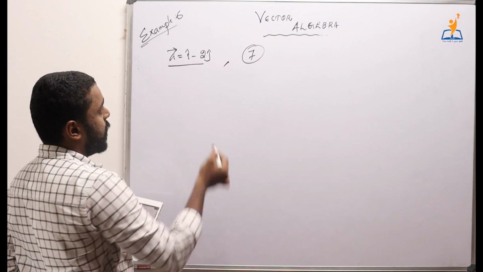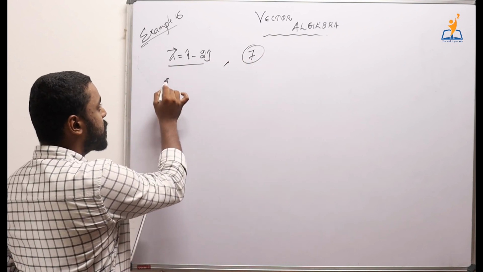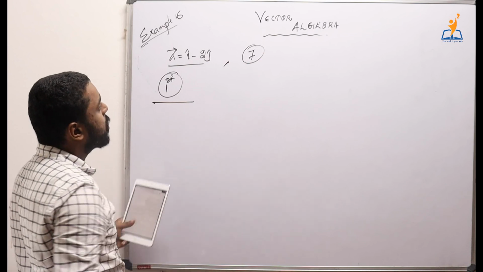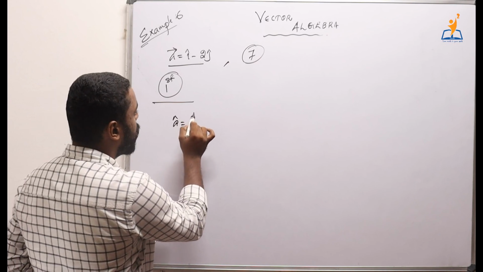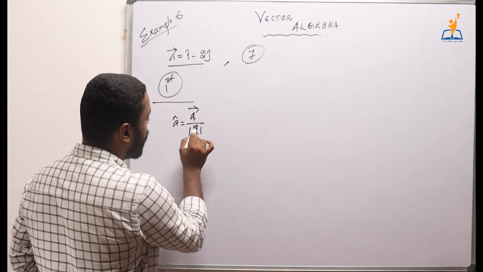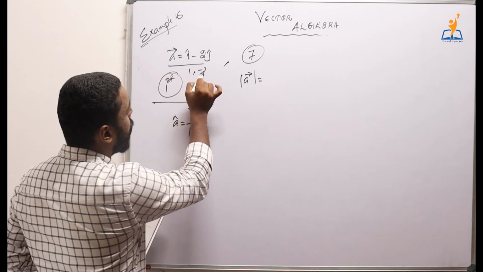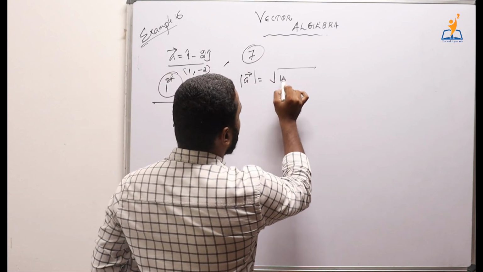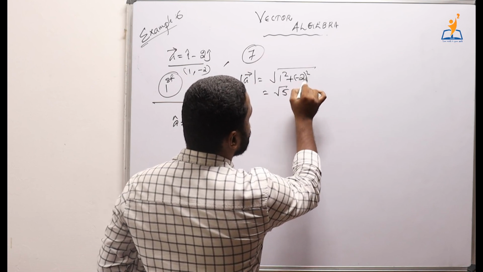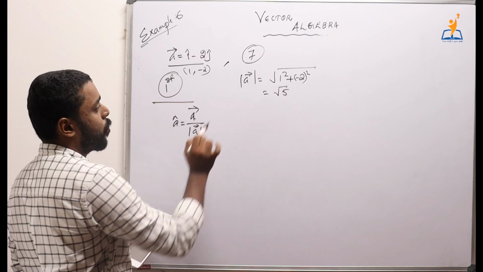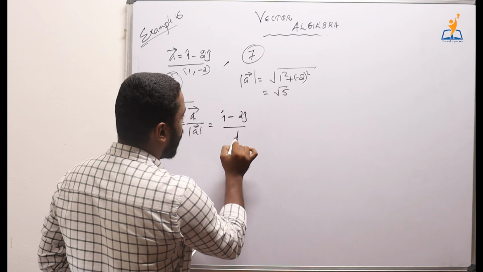Now we are given a, and we have to find a vector with magnitude 7. First of all, the first step is we have to find the unit vector in the direction of the original vector. So we have to find a cap, which is equal to vector a by modulus of the vector a. Modulus of the vector a is, here the point is 1, minus 2, so we have square root of 1 square plus 2 square. Minus 2 the whole square is nothing but 4. So we have root 5. So a cap is equal to i cap minus 2j cap divided by root 5.